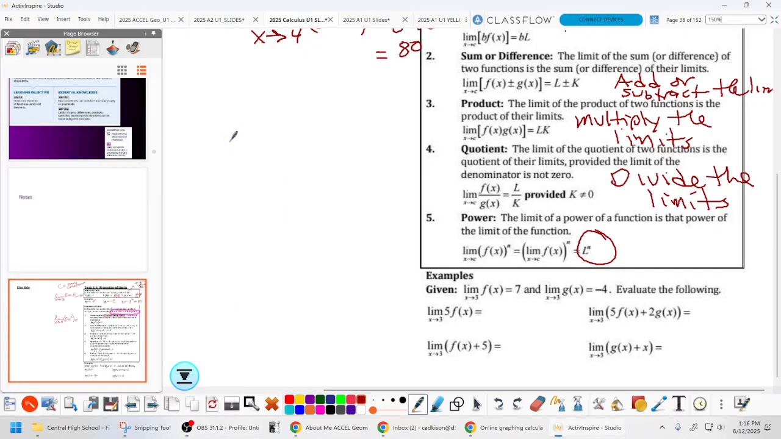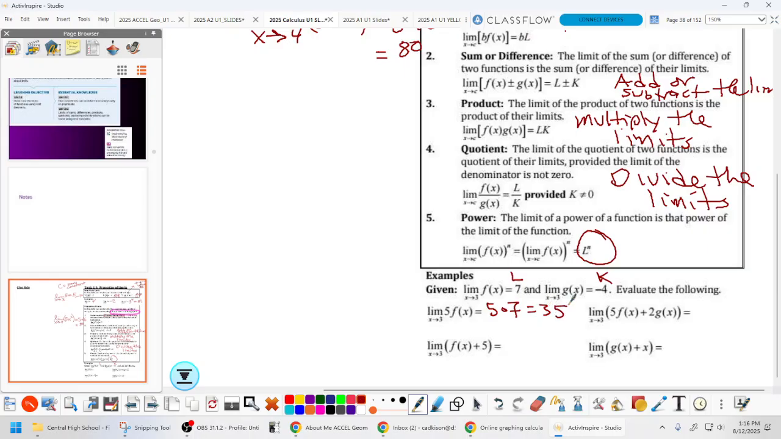Alright, let's go ahead and check. So first, ignore the 5 and say what's the limit as x approaches 3 of f. Well, we were given that up here, and that we can call L, so it matches our notation. And of course this one is k. So the limit as x approaches 3 of f is 7. So our constant multiple or scalar multiple says just multiply the limit. So this is 5 times 7 or 35.